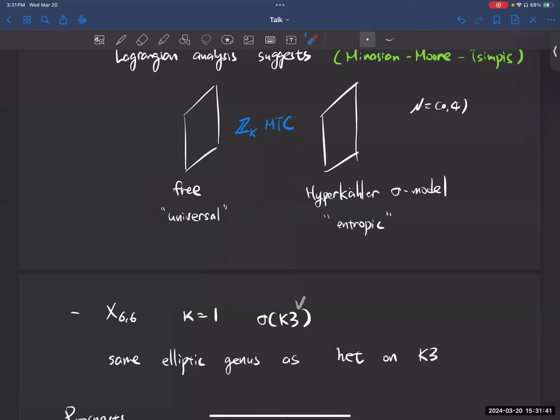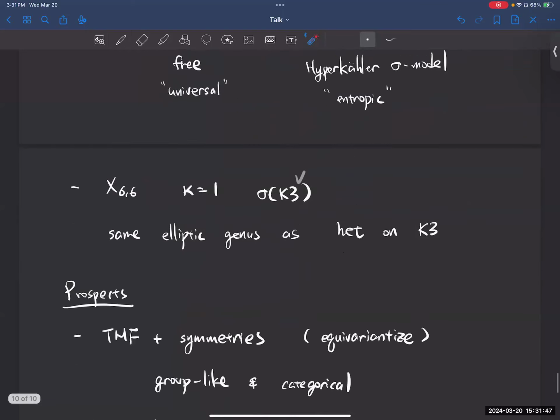So the whole complication of being a relative theory on this side goes away if you only look at kappa equals 1. And then you look at the elliptic genus. It's exactly the same as heterotic string on K3. I guess E8, E8. Well, so this is part of the confusion I had, which is I don't know.